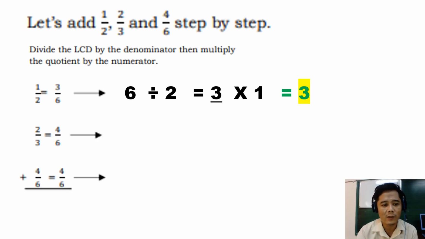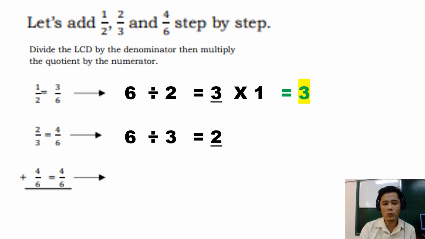Next naman natin kung paano nakuha si 4. Bakit 4 ang higher term ng 2/3 dito sa fraction na to? Gaya din ng nauna, 6, the LCD, divided by 3, ang denominator natin, equals 2, ang ating quotient. At i-multiply natin sa given numerator, which is 2. 2 times 2 is equal to 4. So, yun, kung paano nakuha si 4. 2/3 equals 4/6.